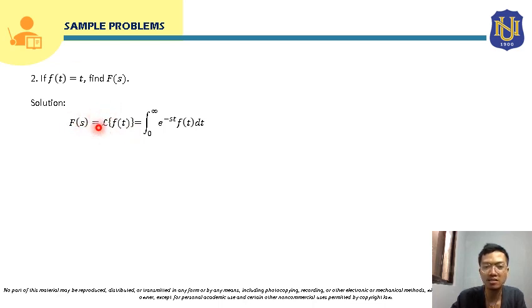That will just be equal to the Laplace transform of the given f of t, which is equal to the integral of e raised to negative st f of t dt from 0 to infinity. So we will just substitute the given f of t here and here. Okay, so f of t again, that is t. And for this, we will also substitute t here.